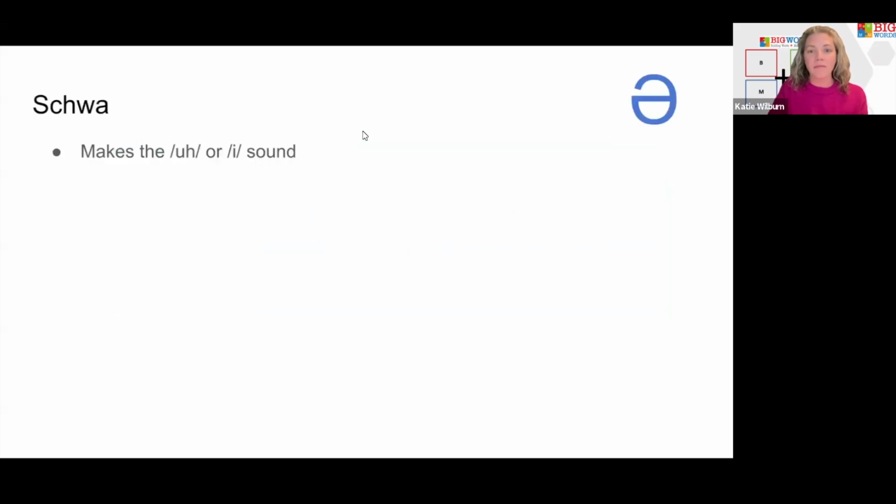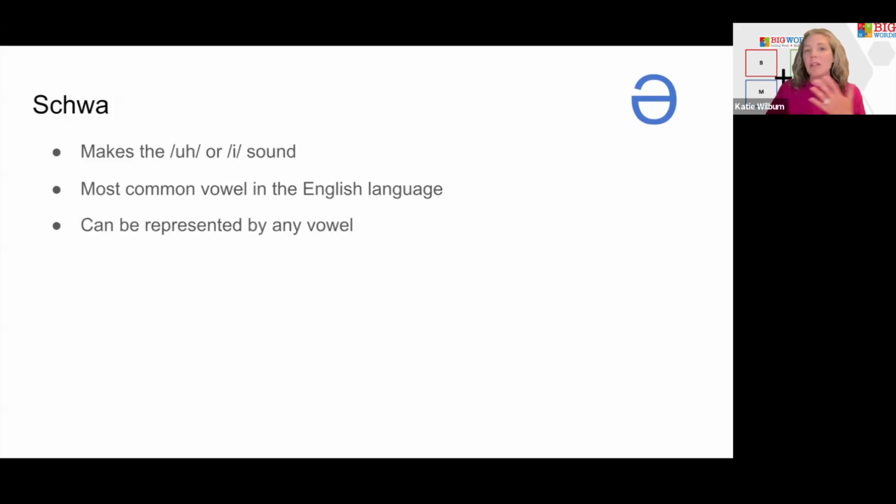So the schwa is the lazy vowel. It means our mouth is barely open. We kind of just make the uh sound, and it comes in syllables that are unaccented. It is also the most common vowel in the English language, which makes this a little bit difficult when we're trying to spell words because it can be represented by any vowel. So any syllable that is not stressed can have the uh or the i sound, but it doesn't necessarily mean it's spelled with a U or an I. It can be spelled by any vowel or even a vowel combination.